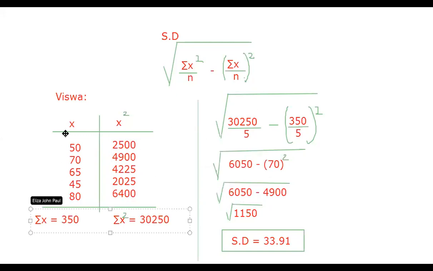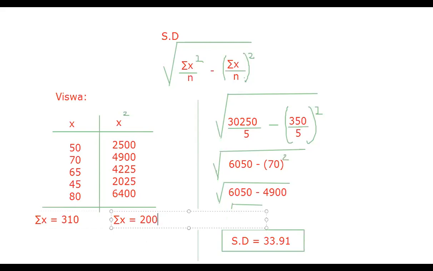Now we need to find sigma x. We need to add all the values: 50 plus 70 plus 65 plus 45 plus 80, that is 310. And now what is our sigma x square value? That is 2,500 plus 4,900 plus 4,225 plus 2,025 plus 6,400, that is 20,050.